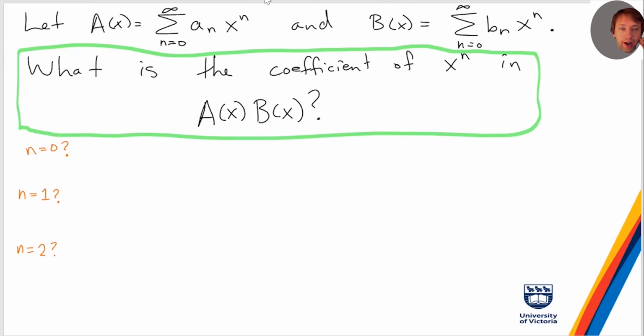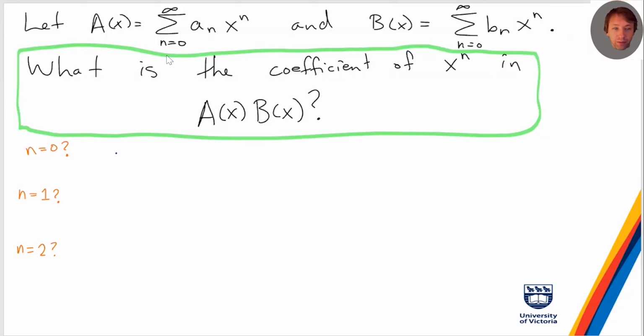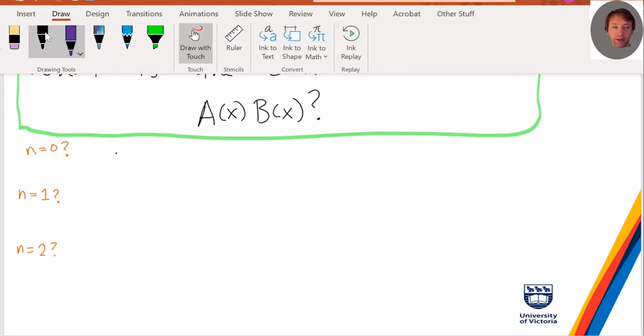So A of x is the generating function for the sequence a_n, and B of x is the generating function for b_n. A natural question to ask is: what is the coefficient of x to the n in the product of these two generating functions? This is often going to be a useful thing to do.